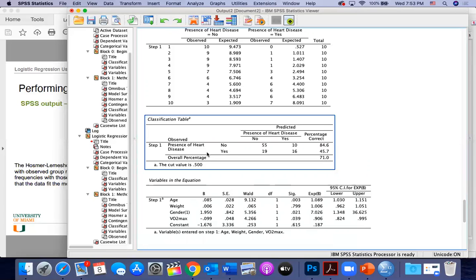Regarding specificity, this is the value we want to look at, the percentage correct column in the no row of the observed. So this tells us that 84.6% of the participants who did not have any heart disease were correctly predicted by the model not to have heart disease.